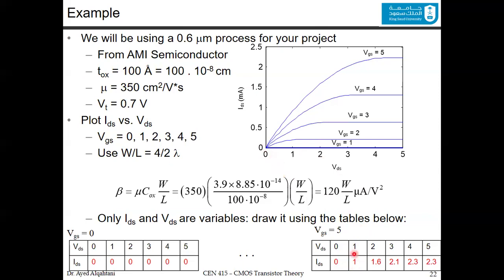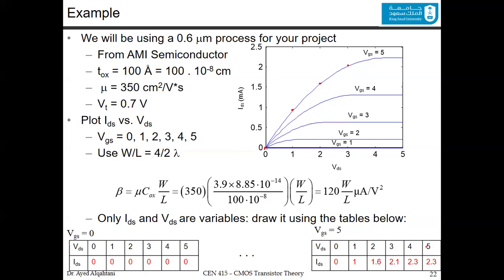You have this 1 and 1, so this is 1 and 1. You should put a dot here. 2 and 1.6, this is 2, and this is about 1.6. And for 3, you have 2.1.